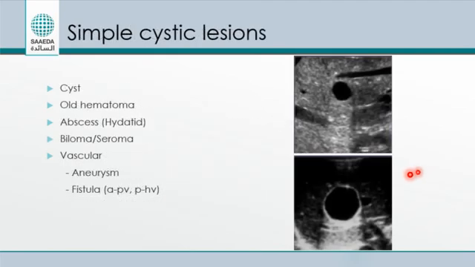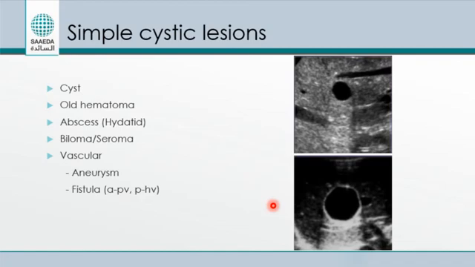Simple cystic lesions, we all see them commonly. It can be, for example, this one and this one. You can see very well defined, very thin wall, excellent posterior sound transmission. It can be cyst, an old hematoma, an abscess or a hydatid cyst, can be a bilioma, a seroma. If it is a little bit abnormal, not very typical, it can be aneurysm or some fistula like arterioportal or portohepatic venous aneurysms.